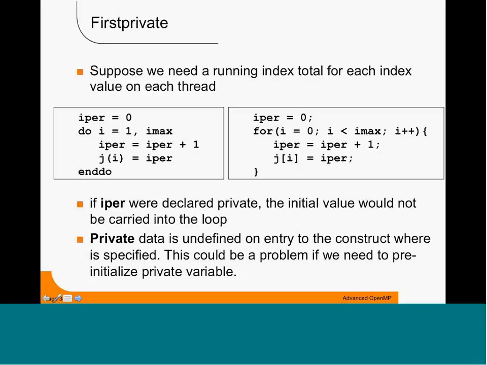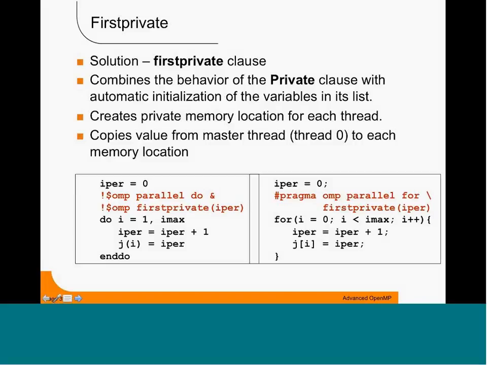So in this scenario, I have to make it firstprivate. When it's firstprivate, that means the value is equal to 0 when it starts executing this body. Hence the behavior of the private clause plus automatic initialization of the value. So whenever you use some values from outside the loop, inside the loop, you make it firstprivate.